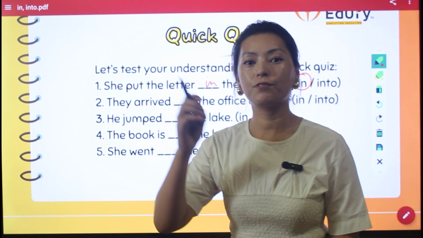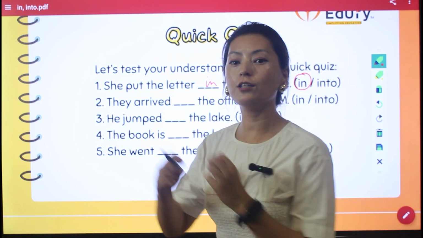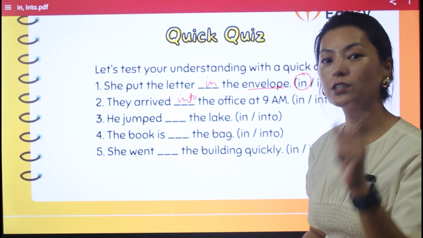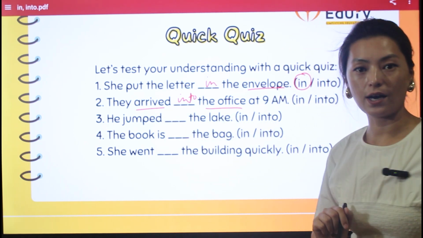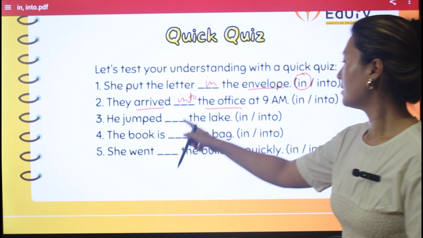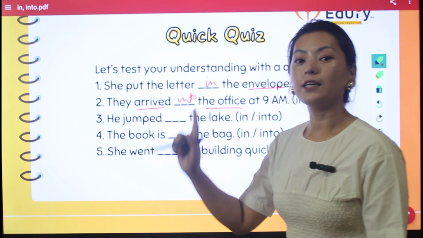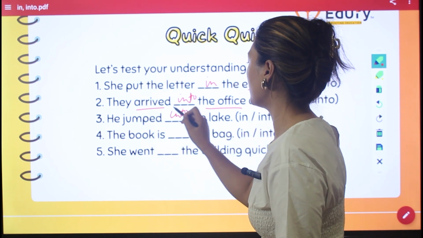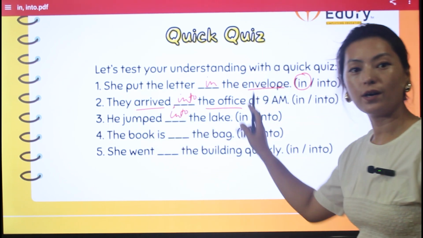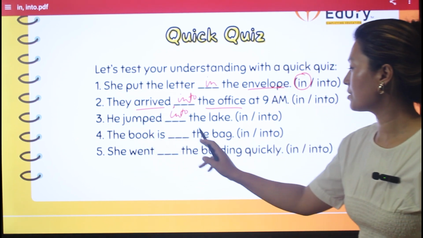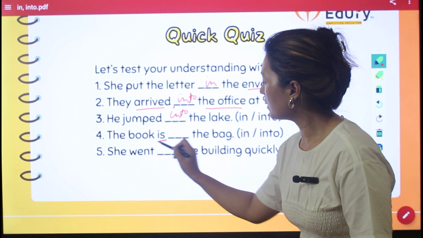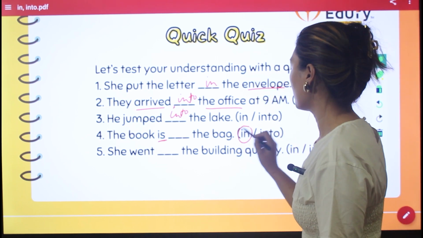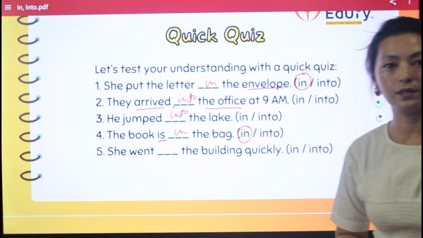Now what has happened? They've come from the car, from the buses, into the office. So there will have to be the preposition "into," suggesting movement from one place to another. Next one: he jumped dash the lake. He has jumped from the bank of the lake into the lake. So again, there is a movement from one space into another. The book is dash the bag. That means this one is talking about something that is already inside the bag. So therefore, the preposition "in" should be the right answer.